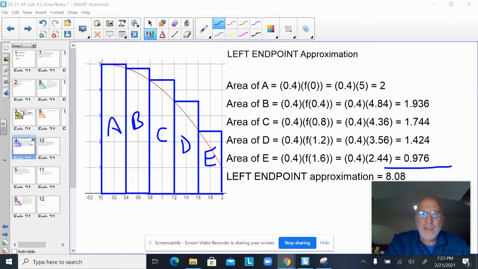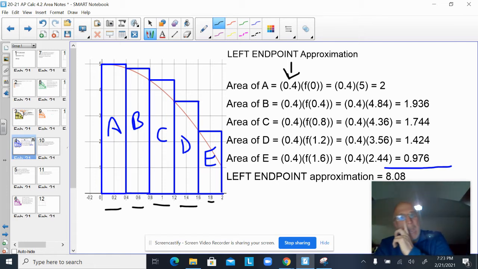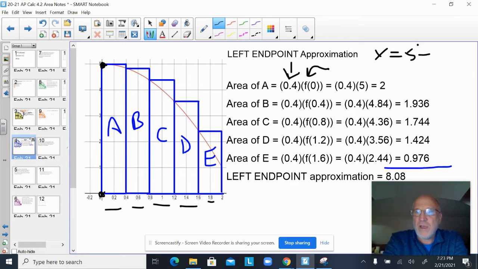It says the area of rectangle A. All of these say 0.4 because all of these rectangles are still 0.4 across. That's just the width of each interval. As far as the height of the rectangle, clearly a rectangle's area is base times height. Well, the height there is in fact the value of the function at 0, which is the left endpoint of the interval. So that's f of 0. And I just remember my function was y equals 5 minus x squared. So I plugged in 0 to that. It turned out I got 5. That's where that 5 came from. That's the height of that rectangle.